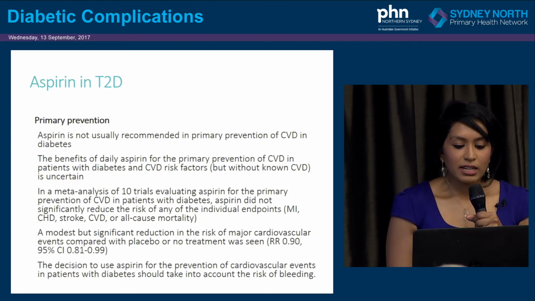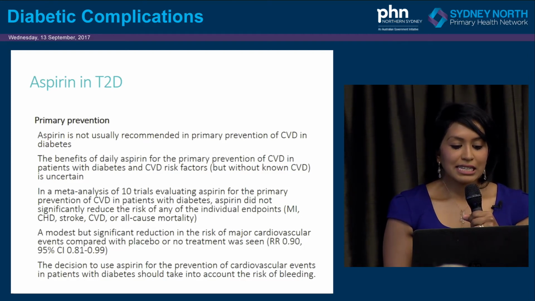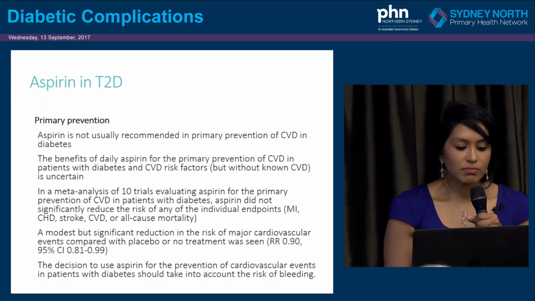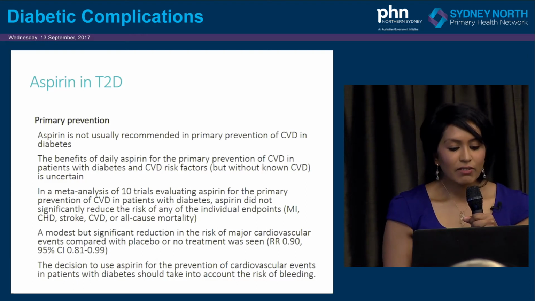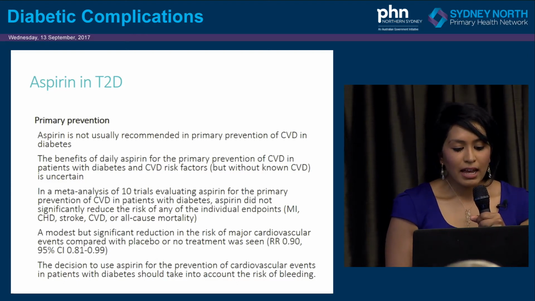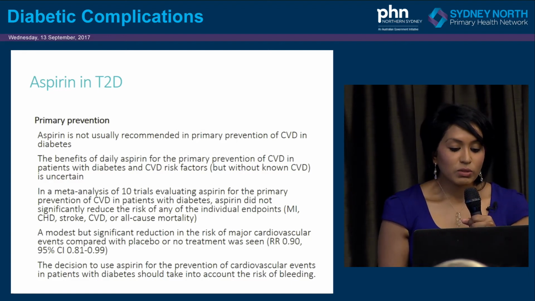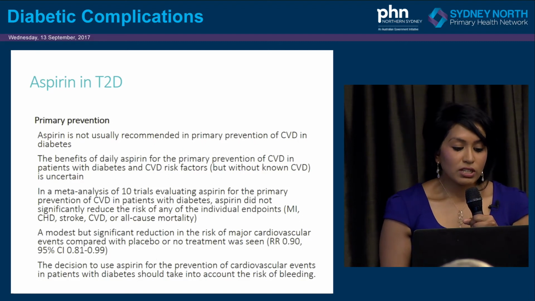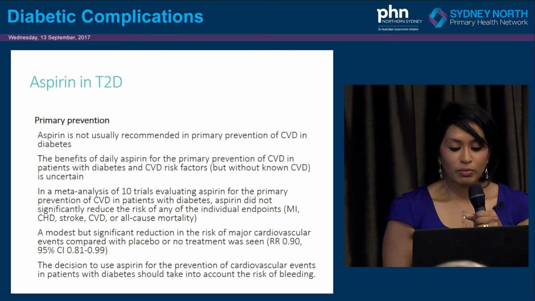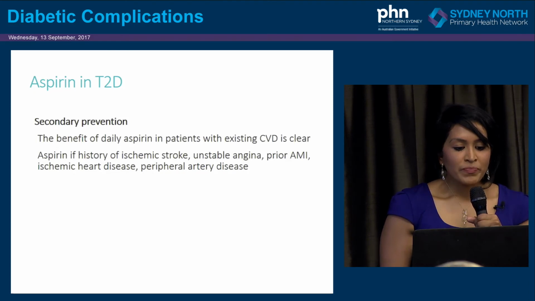In a meta-analysis of 10 trials evaluating aspirin for primary prevention of cardiovascular disease, it did not significantly reduce the risk of any individual endpoints such as myocardial infarction and stroke or all-cause mortality. It did have a modest but significant p-value for the risk of major cardiovascular events, but the relative risk was 0.9. So it's up to you to determine whether that's significant enough for your patients, and keeping in mind that there is that risk of bleeding, particularly catastrophic GI bleeding that can arise.